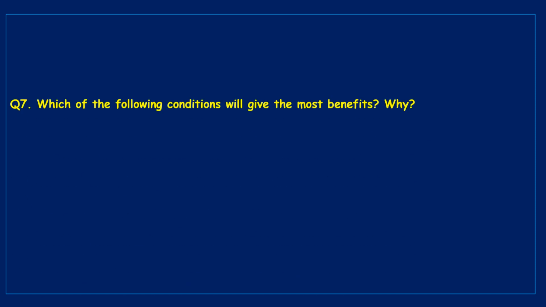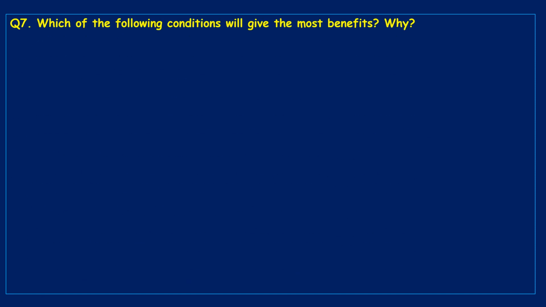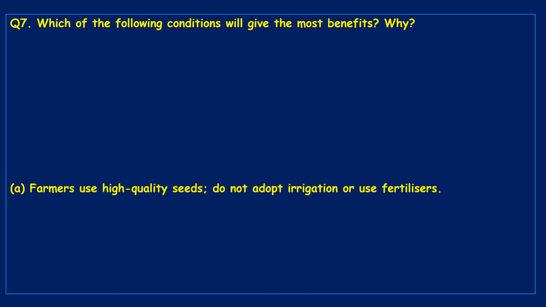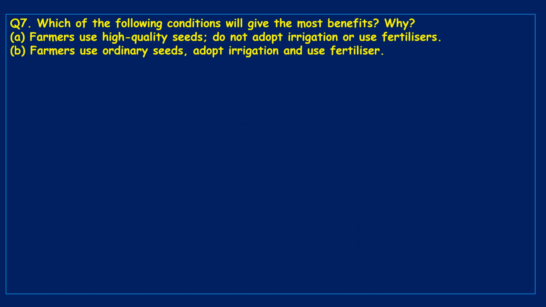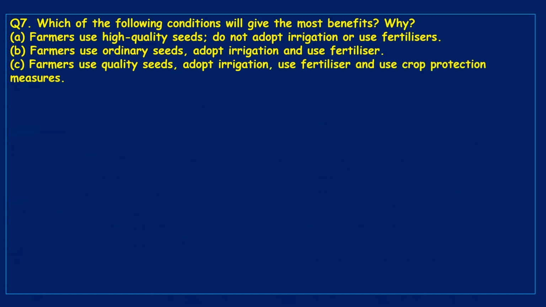Next question. Which of the following conditions will give the most benefits and why? A. Farmers use high quality seeds, do not adopt irrigation or use fertilizers. B. Farmers use ordinary seeds, adopt irrigation and use fertilizer. And C. Farmers use quality seeds, they adopt irrigation, they use fertilizer and use crop protection measures.